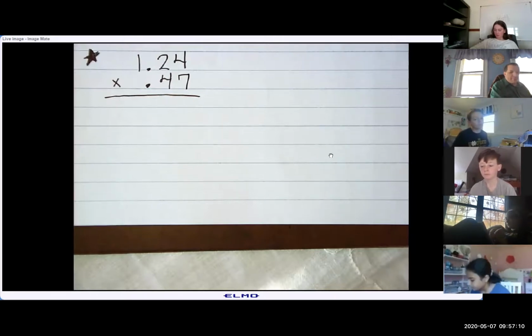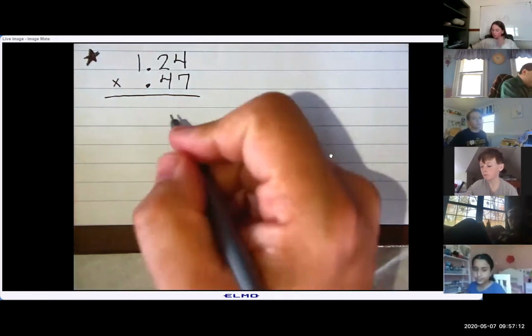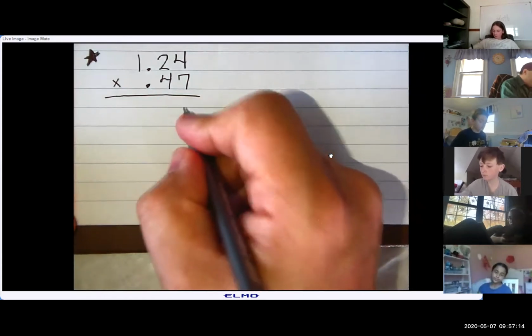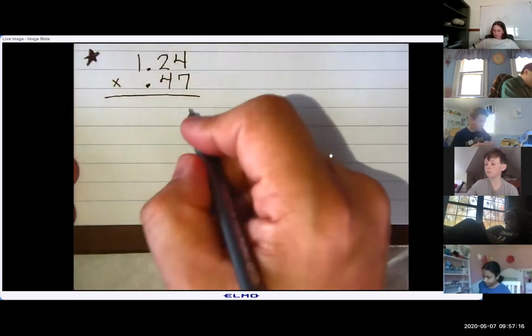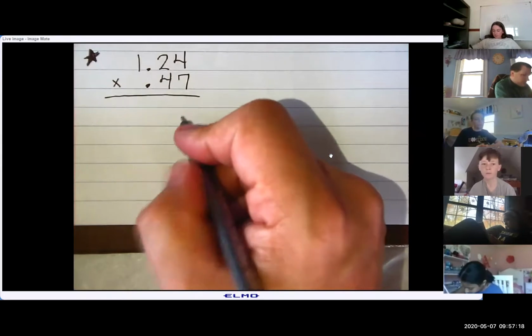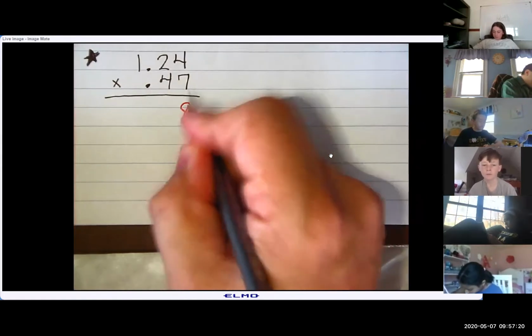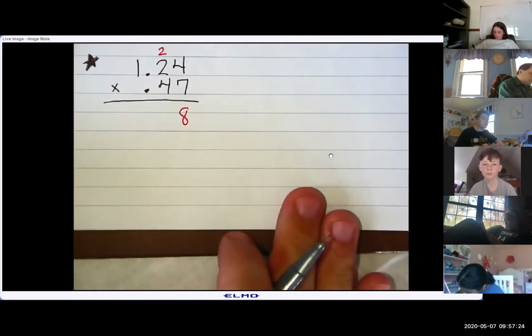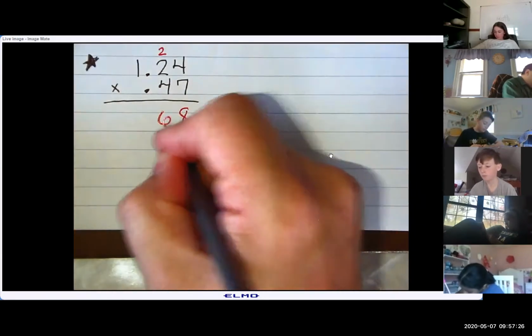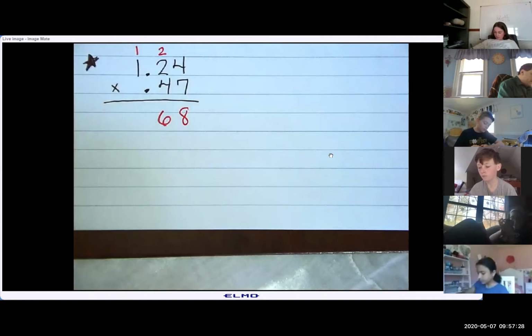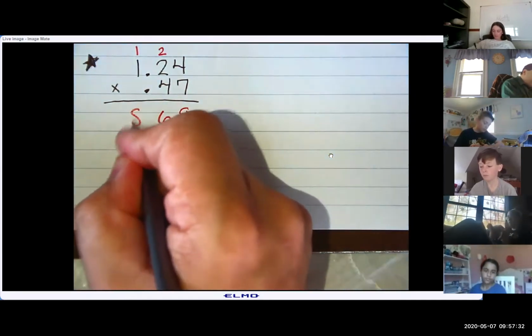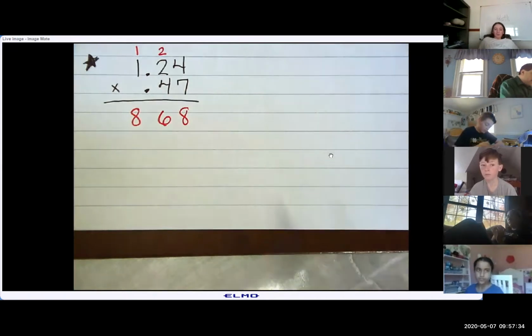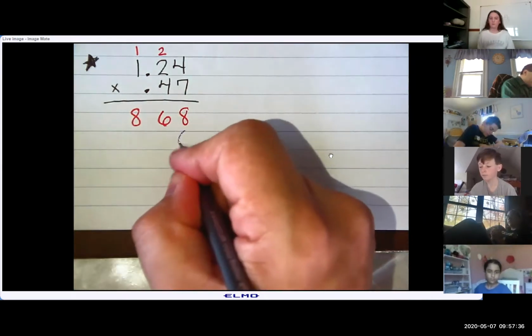We forget. So first you multiply 7 times 4. You get what? Which is 28. Go ahead. Then 7 times 2, which is 14, plus 2 is 16. Then going, 7 times 1 is 7, plus 1 is 8. Keep going. Then you add a 0.